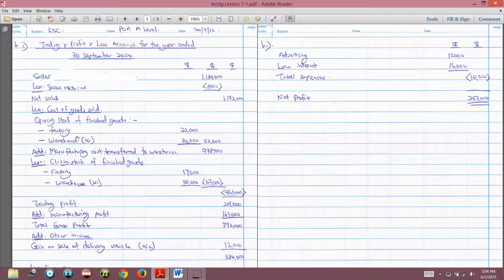Okay, for example, a supermarket. Every supermarket, the bigger ones, they do have a warehouse, a so-called store, a place that would store their newly delivered goods. That one we call a warehouse. So instead of add purchases, we add manufacturing costs transferred from the factory to the warehouse in the supermarket. Then we less closing stock of finished goods.